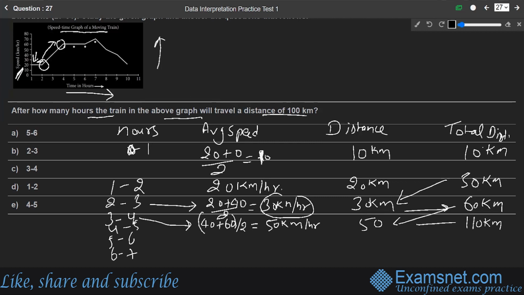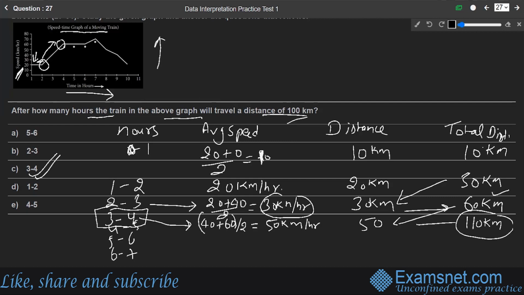He has asked after how many hours the train in the above graph will travel a distance of 100 kilometers. So clearly we have reached a point where the total distance traveled by the train is 110 kilometers. And in the earlier hour, the total distance traveled by the train was just 60 kilometers. So obviously from 60 to 110 would have been covered between 3 to 4 hours. So that should become the right answer: between 3 to 4 hour only, the total distance traveled has crossed the 100 kilometer mark. So the right answer for this particular question is 3 to 4 hours.